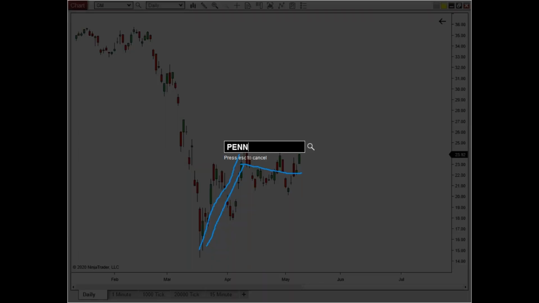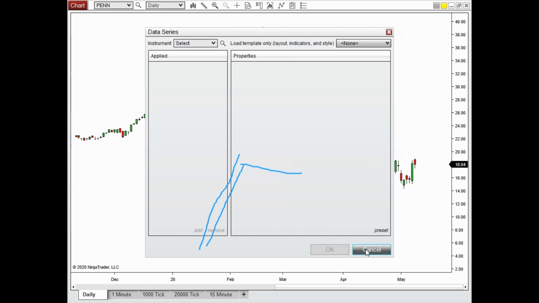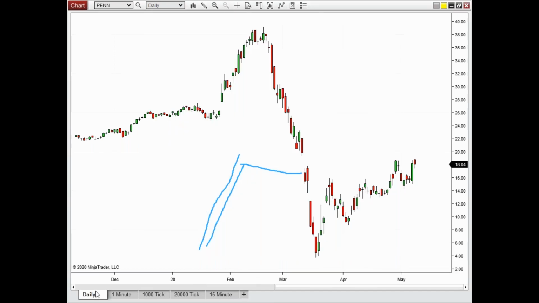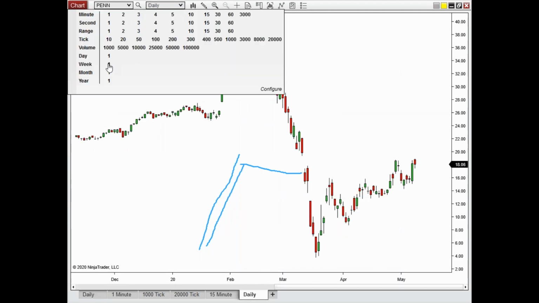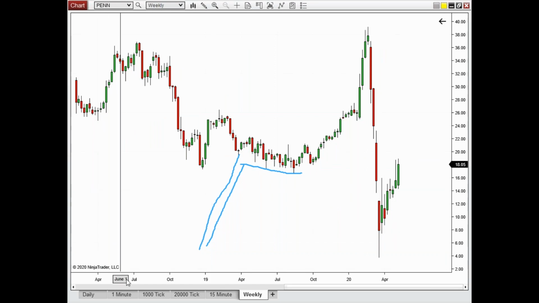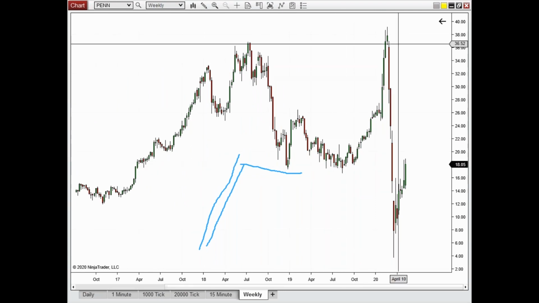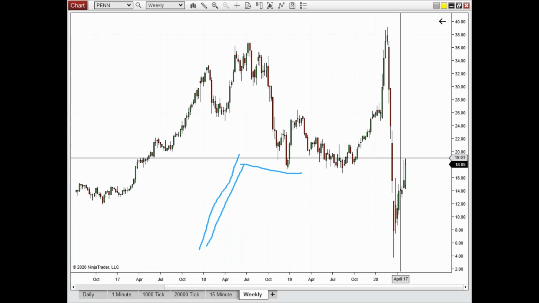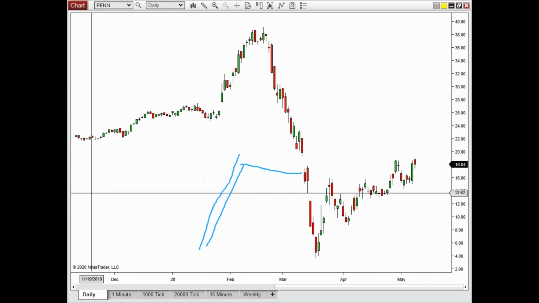So PENN. I'm gonna add a monthly on here or weekly. We'll start with the weekly here. Okay, so we're back into that zone of resistance, but with the momentum, we often see things that can push up through there again and still have a pretty good recovery. So let's go back to the daily.